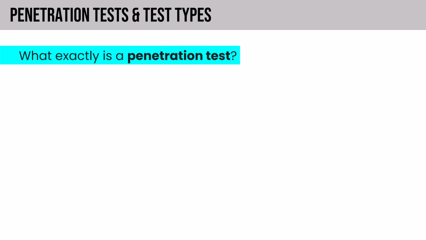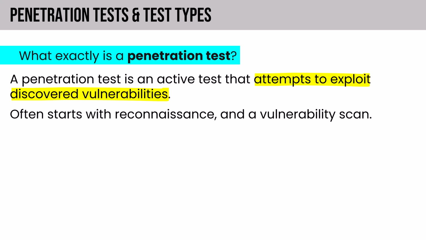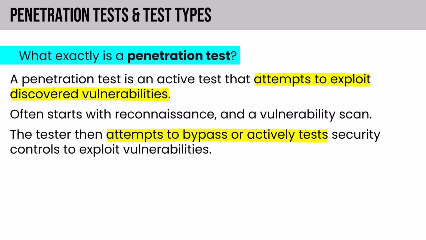Now we're going to shift gears and talk about penetration testing. And I want to start by just settling on the definition of what a penetration test is exactly. So first and foremost, it's an active test that attempts to exploit discovered vulnerabilities. The penetration tester, effectively an ethical hacker, often starts with reconnaissance and a vulnerability scan. They're looking at the attack surface, looking for vulnerabilities they can exploit. The tester will then attempt to bypass or actively test security controls to exploit the vulnerabilities they see.